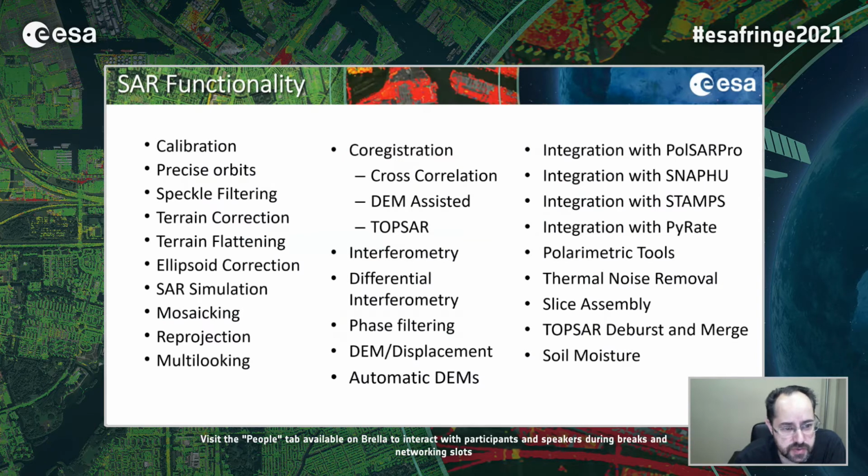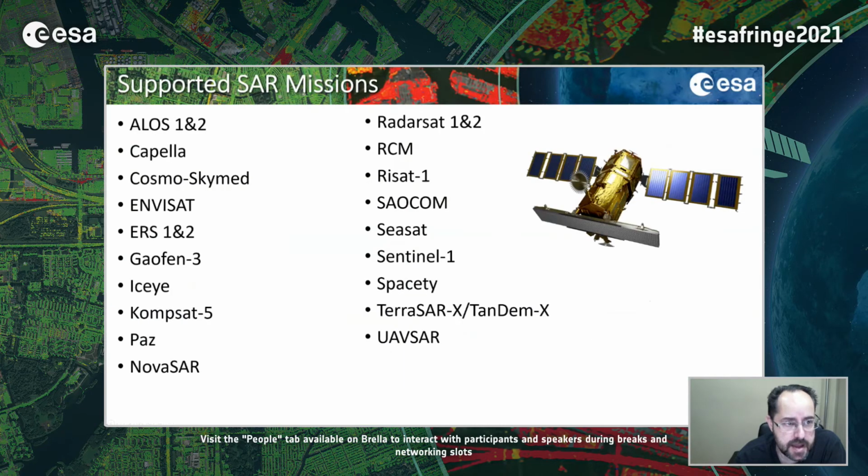So for the Sentinel-1 Toolbox, we have quite a bit of SAR functionality that's been growing into the toolbox. Everything from calibration, speckle filtering, terrain correction, interferometry, polarimetry, soil moisture, etc. And the supported missions is ever growing. Recently, we've added ICEYE, Capella, SAOCOM.